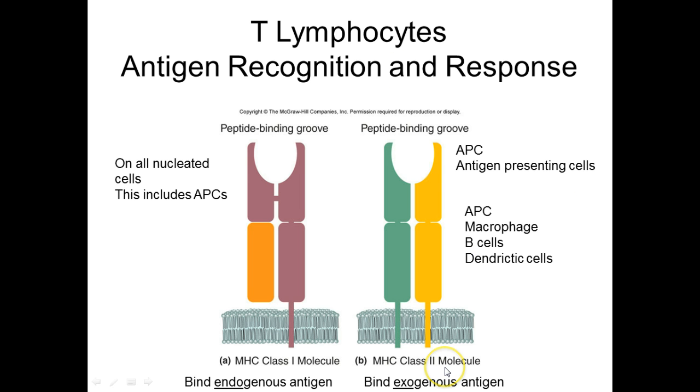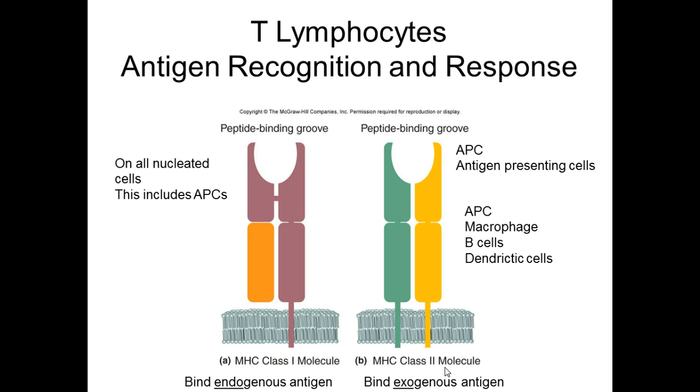And this is MHC class 2. So anything it takes in, phagocytoses, it's going to present on MHC class 2. And they're doing that: they're presenting antigen. That's why that process is called that, right? They're presenting. They're saying, hey, look what I got. Look what I picked up.